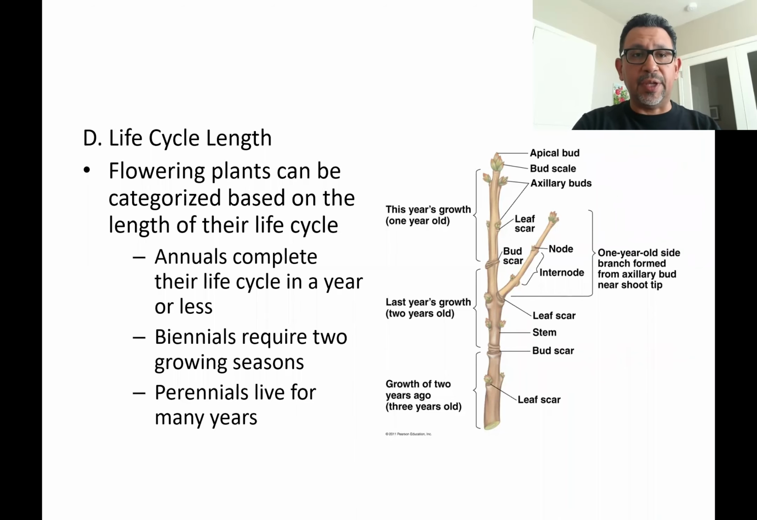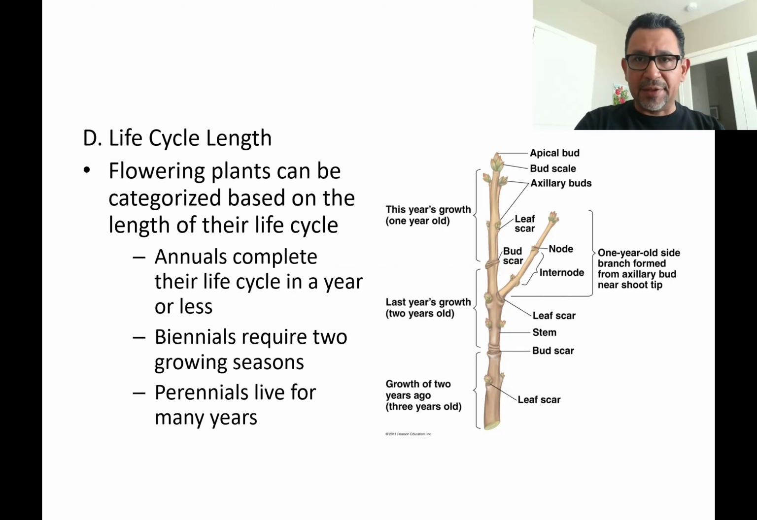Relevant also to the growth of plants is going to be the concept of the longevity and the life cycle length of plants. There are going to be many plants that, for example, are going to be completing the entire life cycle from the moment they germinate from a seed to the moment they grow and flower and produce seeds. All of that is going to be completed for many plants within 1 year or less than a year. These kinds of plants, we're going to call them annuals.